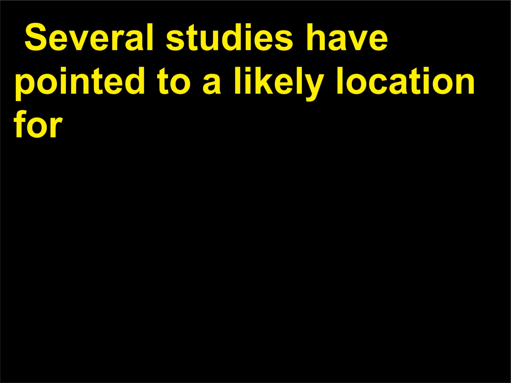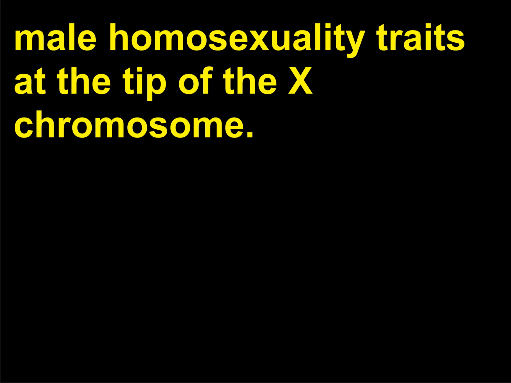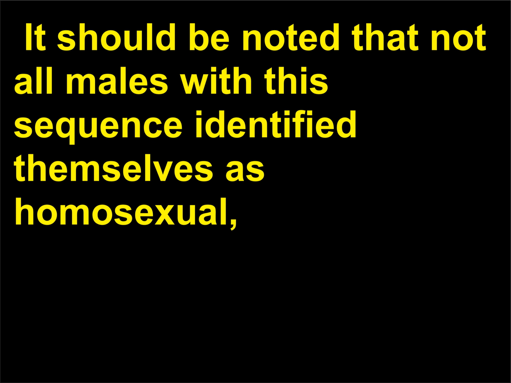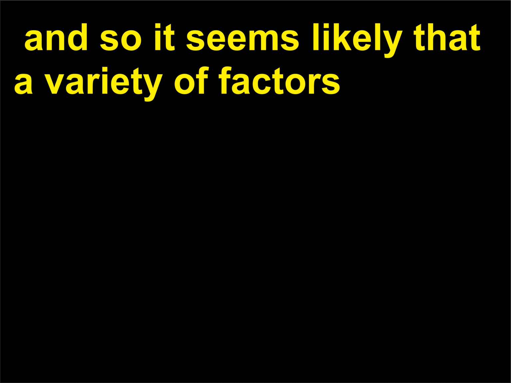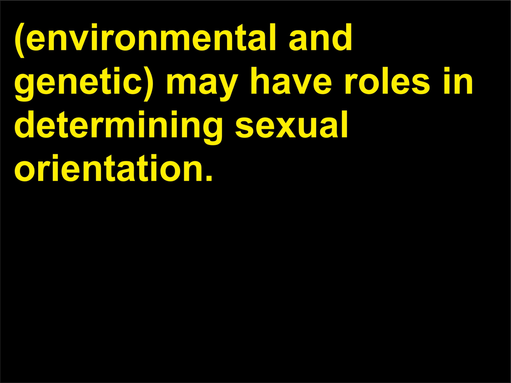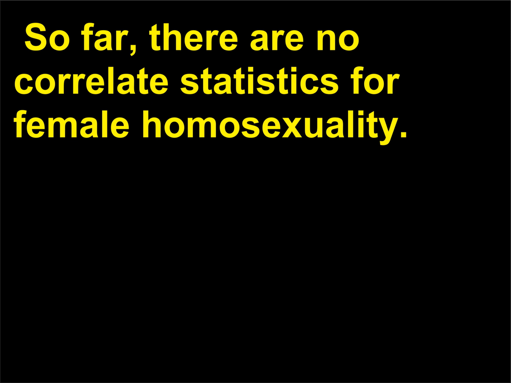Several studies have pointed to a likely location for male homosexuality traits at the tip of the X chromosome. It should be noted that not all males with this sequence identified themselves as homosexual. And so it seems likely that a variety of factors, environmental and genetic, may have roles in determining sexual orientation. So far, there are no correlate statistics for female homosexuality.